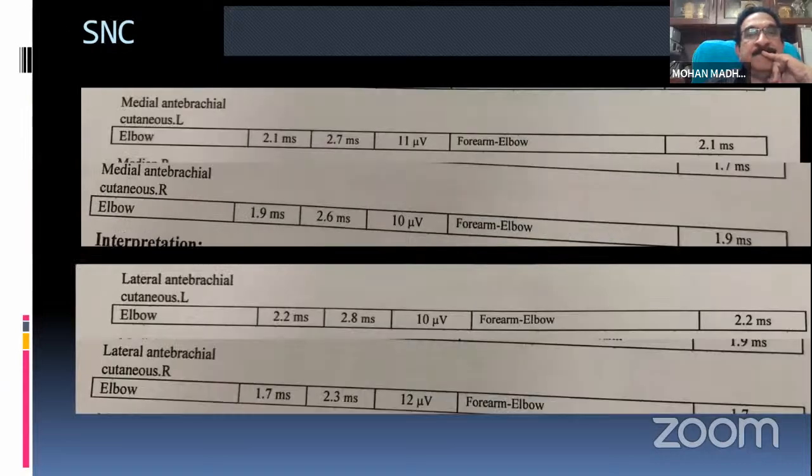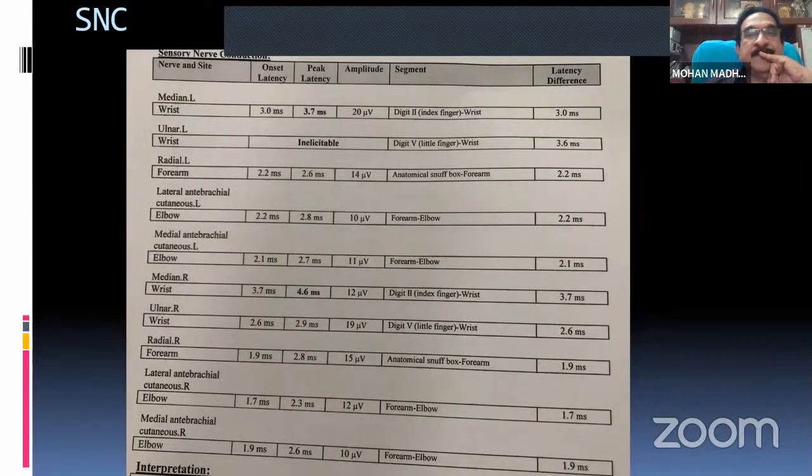Radial normal. Medial antebrachial cutaneous nerve, lateral antebrachial cutaneous nerve, normal. So, once again, the abnormality was that CMAP was decreased in the ulnar nerve with the ADM, and SNAP was decreased in the ulnar nerve distribution. But the thenar muscle from the APB was normal, amplitude was normal. Something like ulnar nerve distribution. So, what is the diagnosis now?